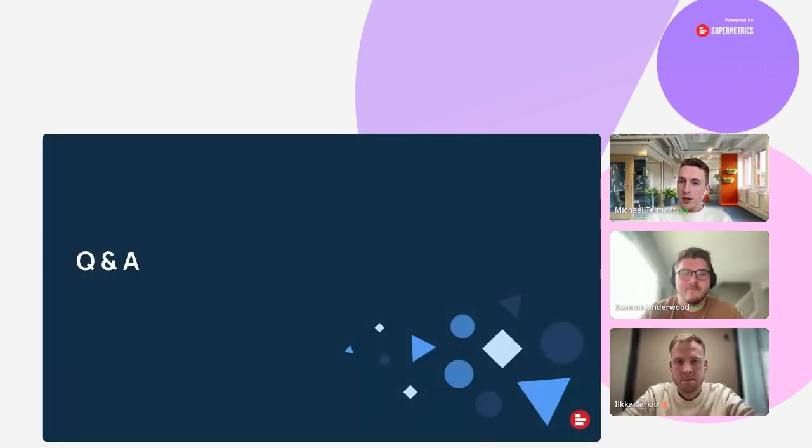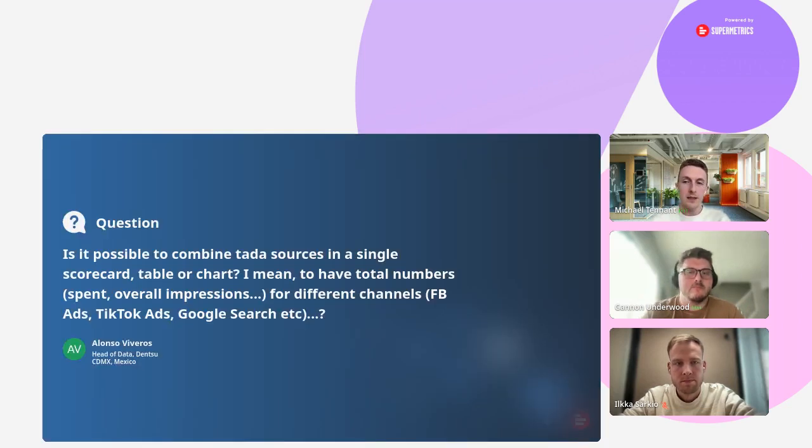We actually have a question also in the chat that I think is a really great question. So we'll display that on screen hopefully in a second for everyone so they can see it. The question in the chat is: is it possible to combine data sources in a single scorecard, table, or chart? I mean to have total numbers, so spend or overall impressions for different channels such as Facebook ads, TikTok ads, Google search, etc. There's the question on the screen for everyone just to also take a look at.